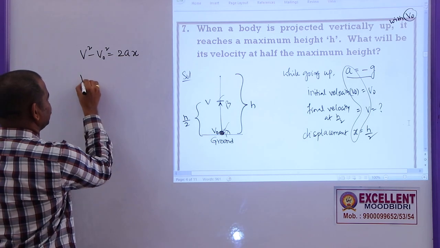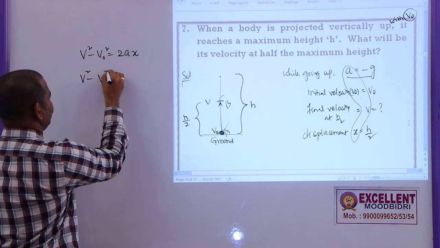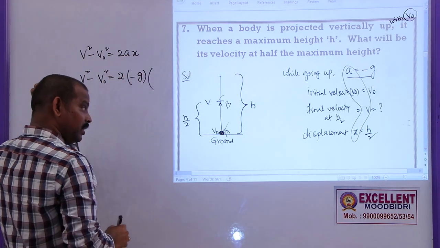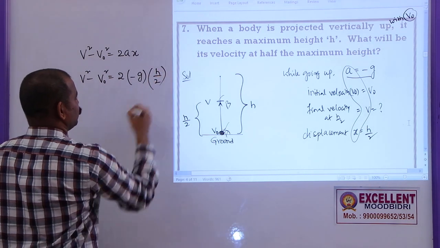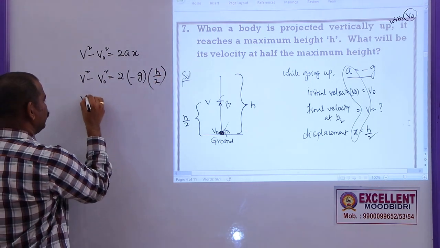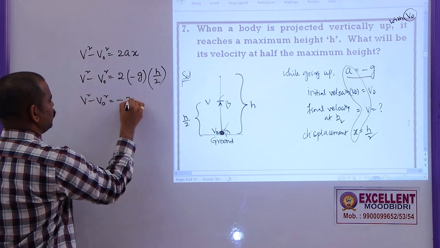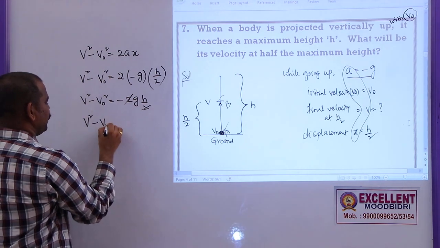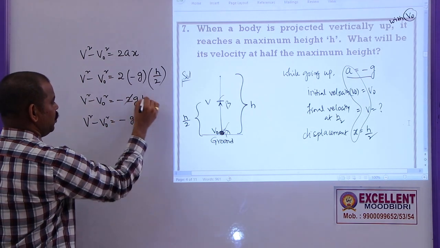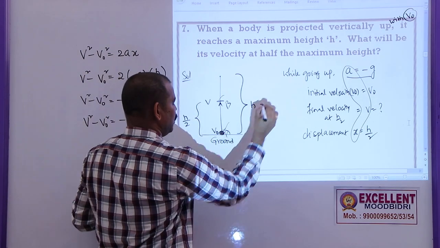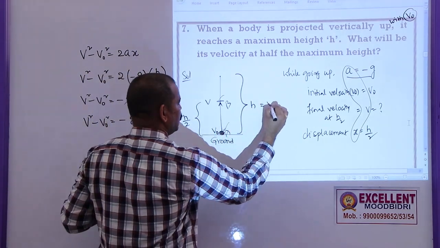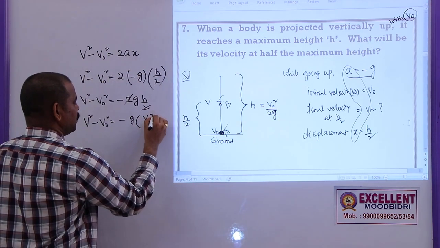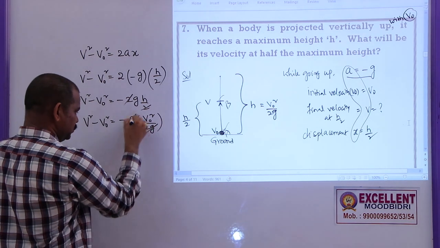So, now the final velocity I am finding, the initial velocity V naught square, this is 2, a is equal to minus g, and this is h by 2, that is maximum height by 2. So, V square minus V naught square is equal to minus 2g h by 2, the 2 gets cancelled. V square minus V naught square is equal to minus g h max. What is this h max? We know that whenever a body is thrown with velocity V naught, the maximum height reached will be V naught square by 2g. So, this will be V naught square by 2g, g gets cancelled.